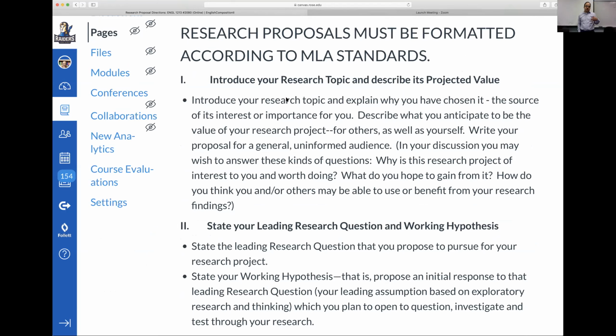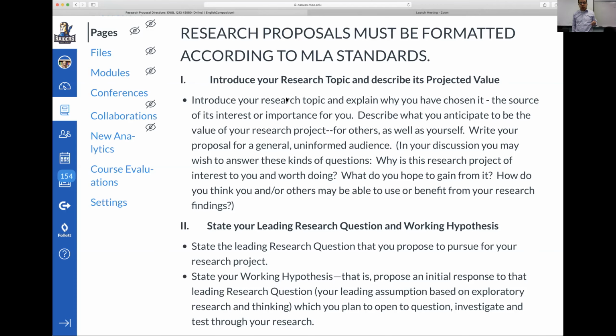The first is you're going to introduce your topic. You're going to describe what I would call its projected value. So what is this project going to teach us? Why was it interesting to you? What do you hope to gain from it? What do you hope to convey to others about this topic? So that'll be just a short paragraph that answers those questions.